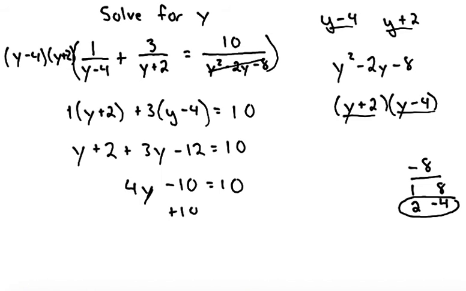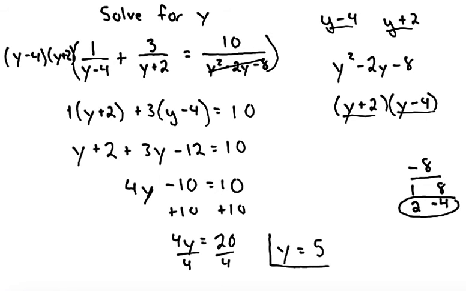Then we add 10 on both sides. We get 4y is equal to 20. And divide both sides by 4. And we get y is equal to 5. So this one has only one solution: y is equal to 5.